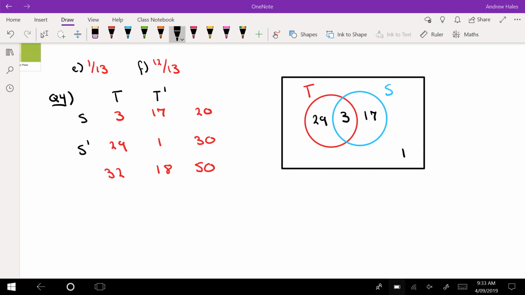Question 4b. The number of people who only enjoy tennis. The people who only enjoy tennis is just what's in T but not in anything else. So that's 29.